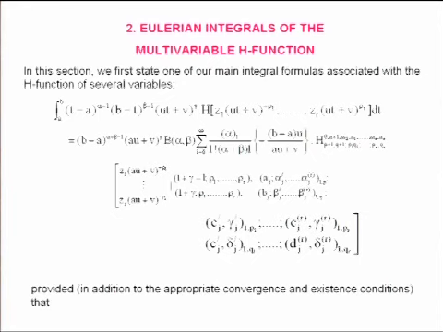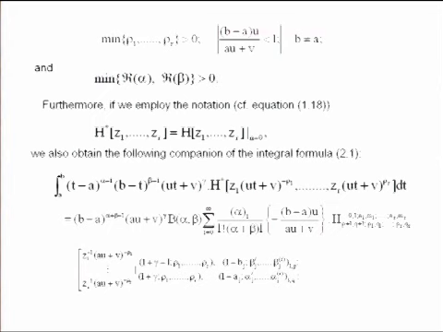The integral from a to b of (t minus a)^(alpha minus 1), (b minus t)^(beta minus 1), (ut plus v)^gamma, H[z1 (ut plus v)^rho1, ..., zr (ut plus v)^rho r] dt is equal to (b minus a)^(alpha plus beta minus 1) (au plus v)^gamma B(alpha, beta), the sum over l from 0 to infinity, and this is the series in l factorial and so on. The conditions are minimum rho 1 to rho r greater than 0, (b minus a)u by (au plus v) less than 1, here b not equal to 0, and minimum real alpha and real beta greater than 0.